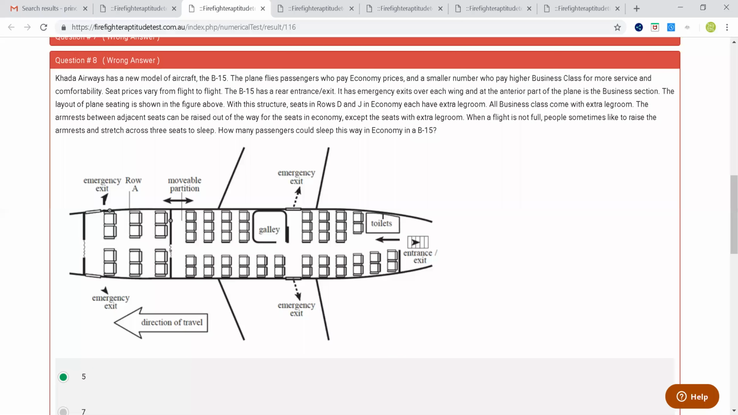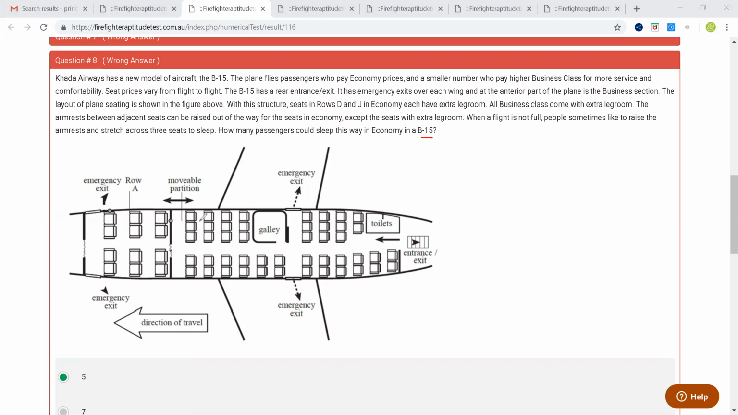So since we have read most of this, we're going to skip it and jump into the actual question asked. When a flight is not full, people sometimes like to raise the armrest and stretch across 3 seats to sleep. How many passengers could sleep this way in economy class?